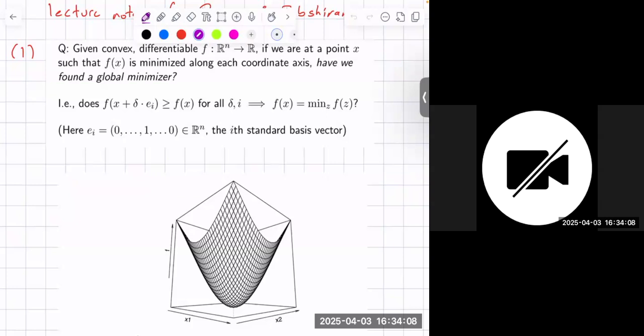Anyway, first question: if I have a convex and also differentiable function, like the nicest you could think of, does this coordinate descent actually work? I don't know how long it's going to take to converge. For now, forget about the speed. Is it a legitimate idea to try this? And the answer for that is yes.